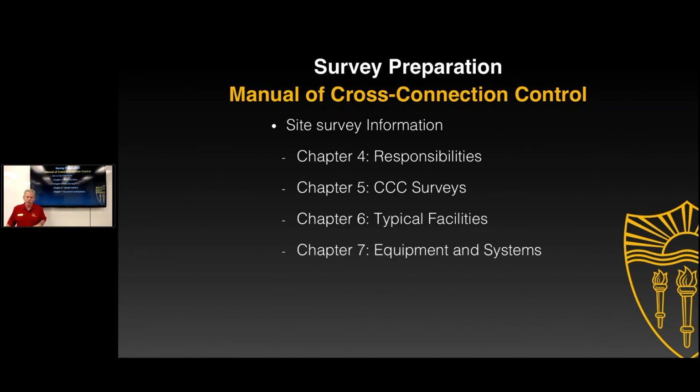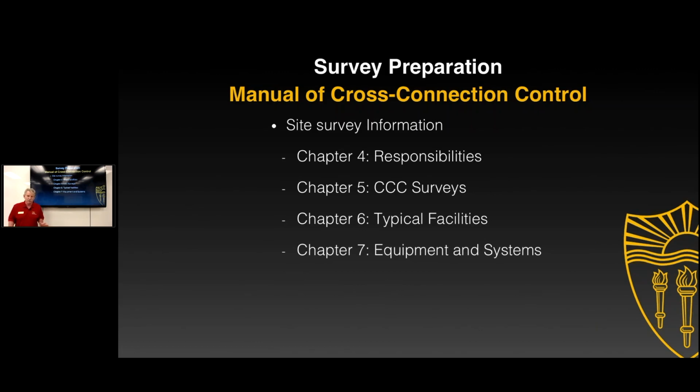Chapter 4 will talk about responsibilities. What's the responsibility of the water agency, the health agency, the homeowner, the plumbing department. So it looks at the responsibilities of different agencies and different individuals so that everyone works together to get the cross-connection control program taken care of. So chapter 4 talks about responsibilities. It also talks about cross-connection control programs. What type of things should be in a cross-connection control program, how to carry out a cross-connection control program. So a lot of information just about cross-connection control programs we'll find in chapter 4.